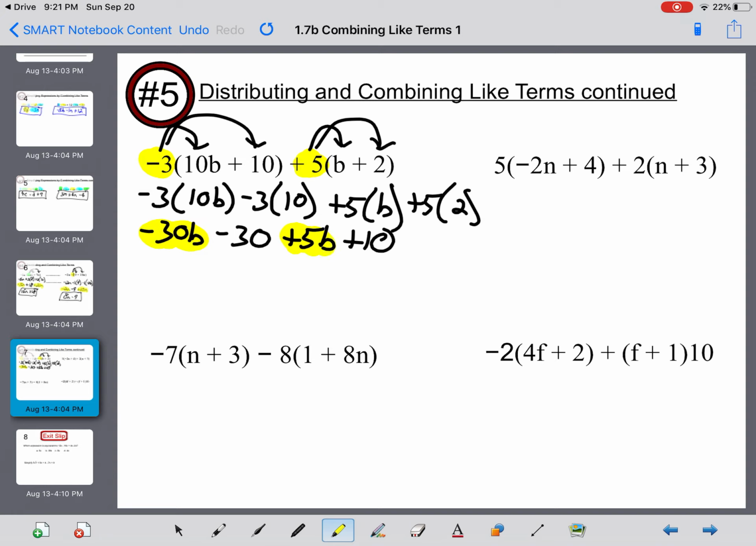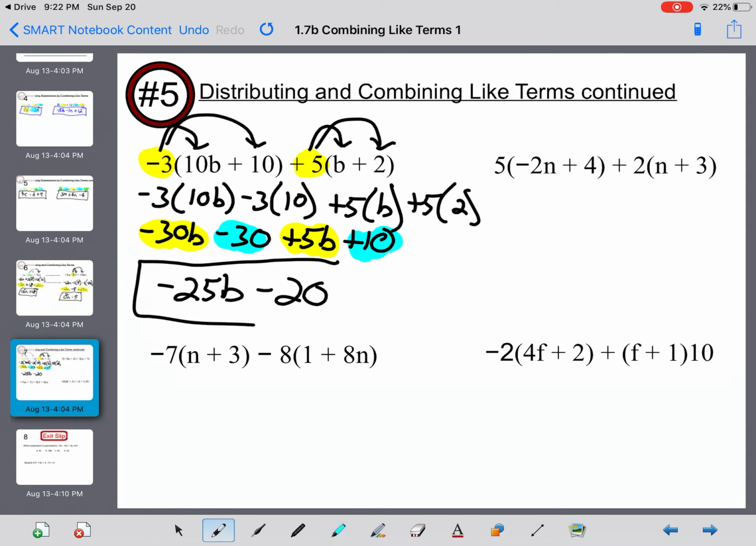Combine your like terms. Negative 30b plus 5b makes negative 25b. Negative 30 plus 10 makes negative 20.